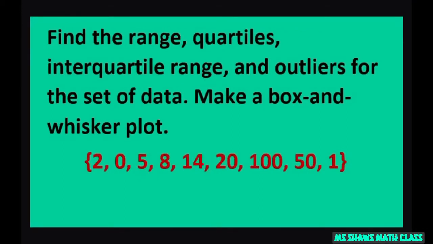Hi everyone, we're going to find the range, quartiles, interquartile range, and outliers for the set of given data, and then make a box and whiskers plot. Not necessarily in that order. I think always the first thing to do when you see something like this, because we have to find medians, this is based off median values, is to write our numbers from least to greatest.